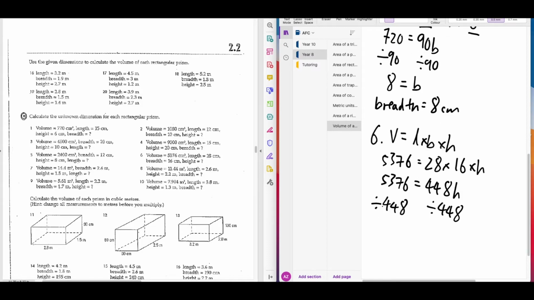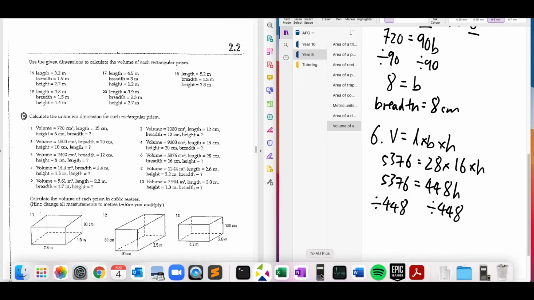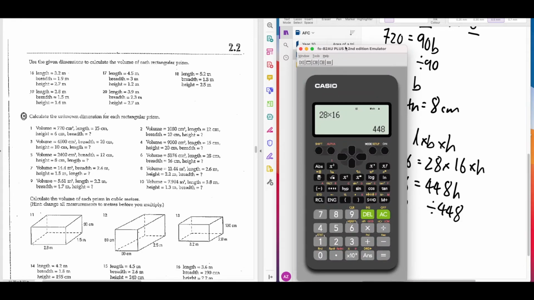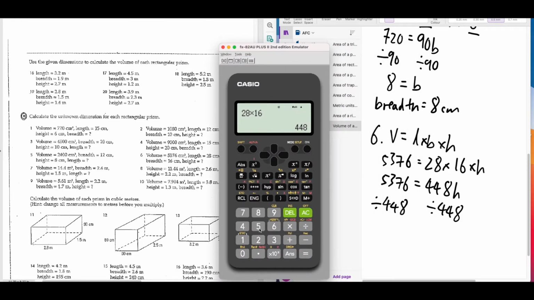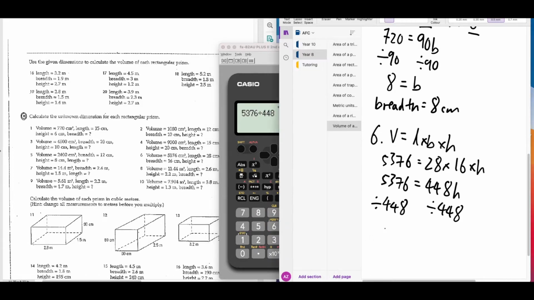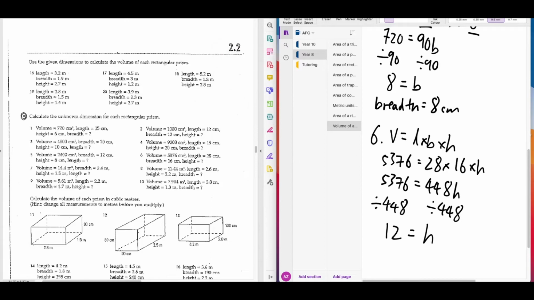So what's 5376 divided by 448? Well, we can use this guy again. 5376 divided by 448. We get 12. So 12 is equal to h, right? Because 448h divided by 448 gives you h. So then we can say height is equal to 12 what? Question 6, 12 centimeters.